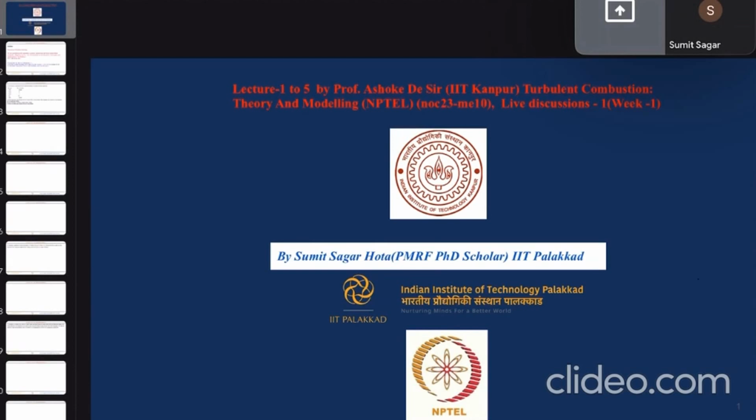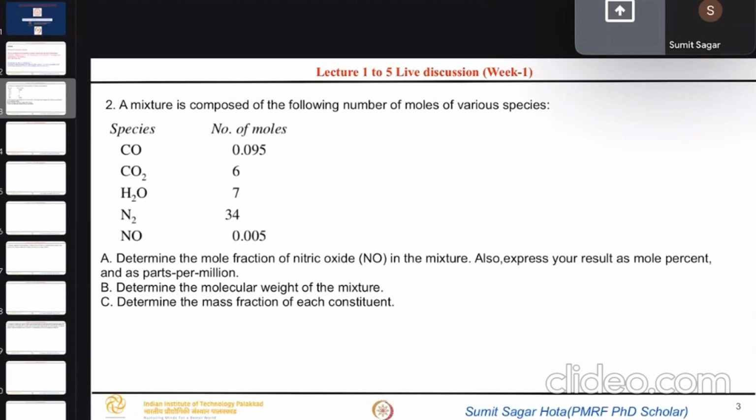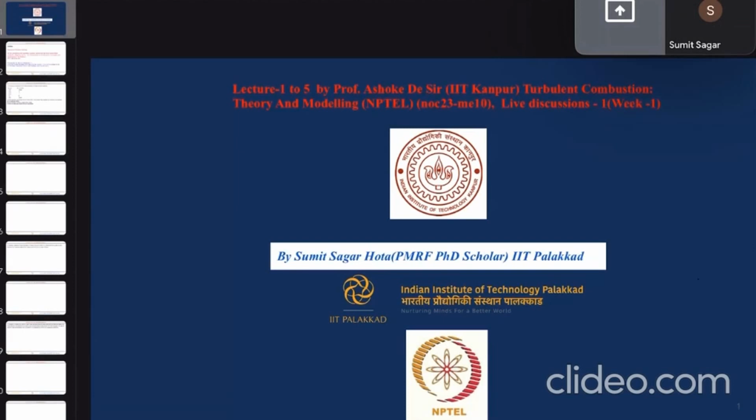As I already said, my name is Sumit Sagar Hota. I am a PMRF PhD scholar at IIT Palakkad, and I am also doing this TDT. I got this opportunity of TDT by NPTEL under IIT Kanpur, under Dr. Ashoke sir in IIT Kanpur.